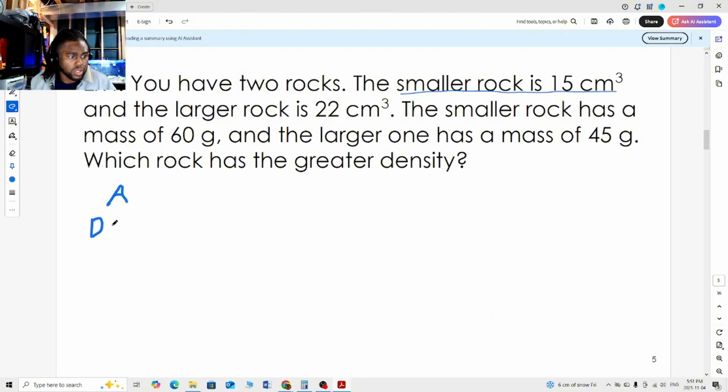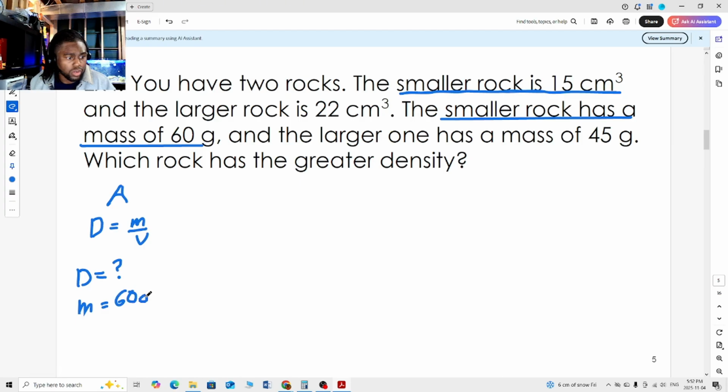So density is equal to mass divided by volume. We don't know our density. Do we know our mass? We do know our smaller rock, yes. There we go. Mass is equal to 60 grams. And our volume is 15 centimeters.